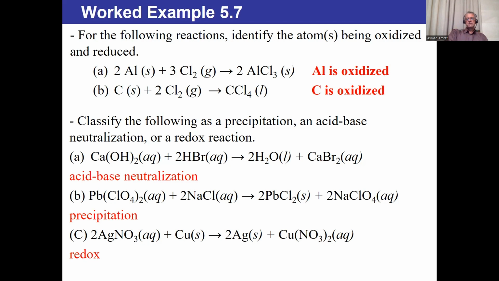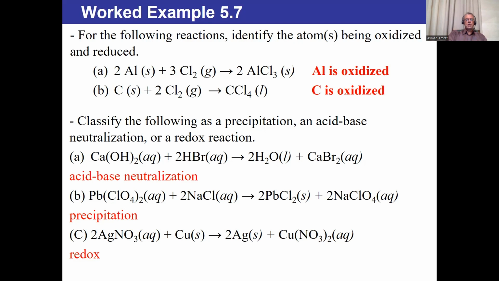Classify the following as precipitation, neutralization, or redox reaction. Ca(OH)2 with 2 HBr is an acid-base reaction, a neutralization reaction. Pb(ClO4)2 with NaCl forms an insoluble salt, lead chloride, PbCl2. So it is an example of a precipitation reaction. The precipitate is lead chloride, PbCl2.